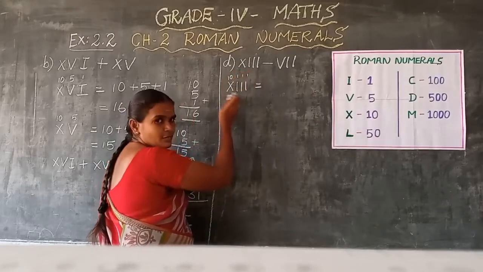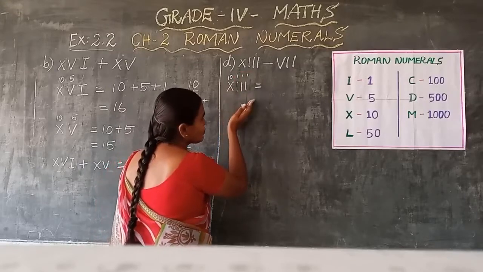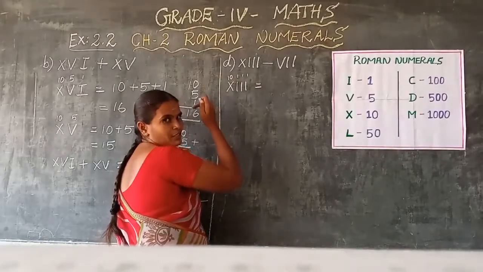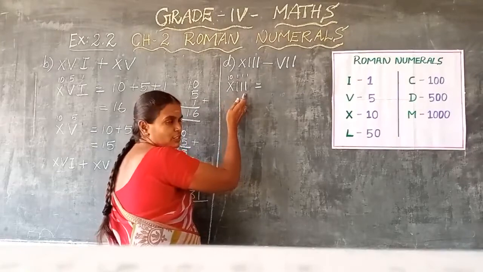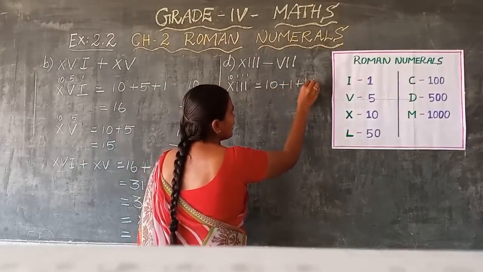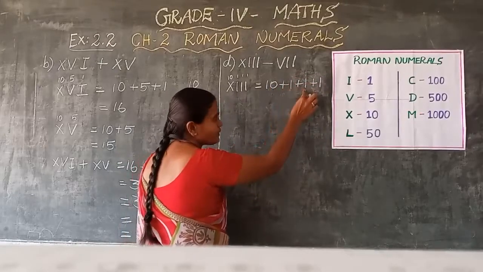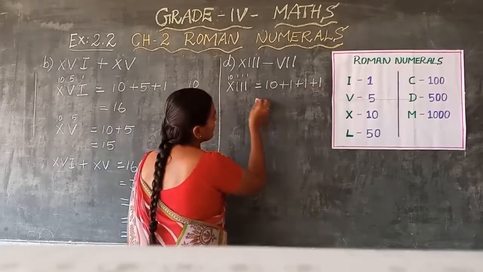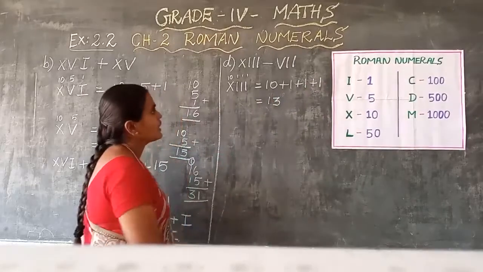Which one is the greatest number here? 10. The greatest number with a small number on the right side means addition; a small number on the left side means subtraction. So here the small numbers are on the right side, so addition: 10 plus 1 plus 1 plus 1. 10 plus 1 is 11, 11 plus 1 is 12, 12 plus 1 is 13. So your answer is 13.